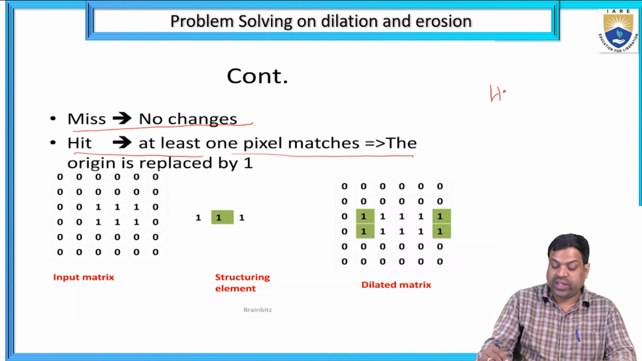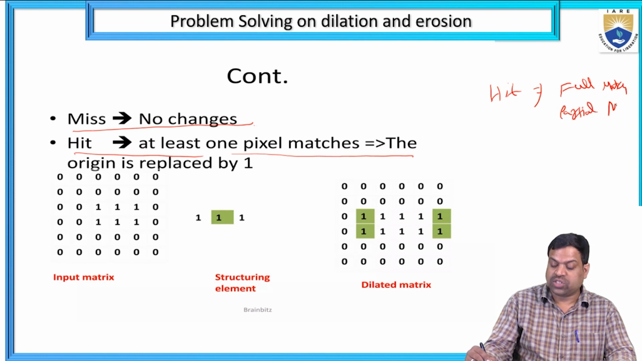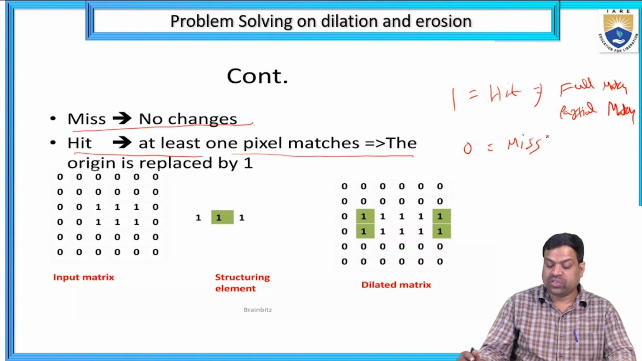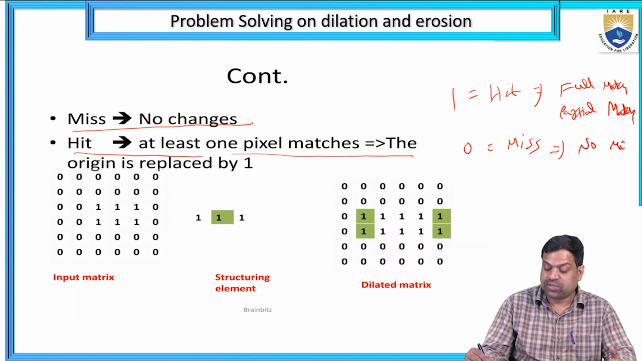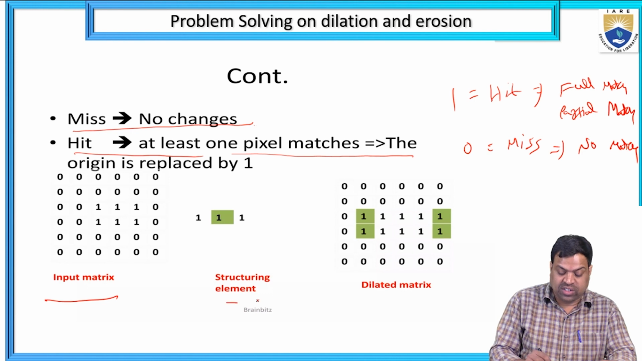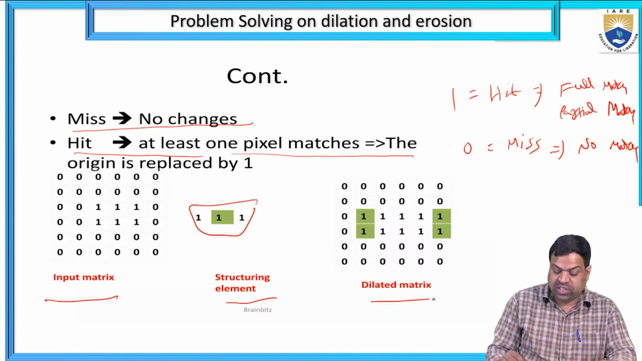Okay. So hit equals full match or partial match. That equals hit, so hit equals 1. 0 is nothing but a miss. So miss is nothing but a 0, meaning no match. So no match equals miss, that equals 0. Hit equals 1 means full match or partial match. So here the input matrix is given, and I am taking a structuring element here. So it is a dilated matrix.